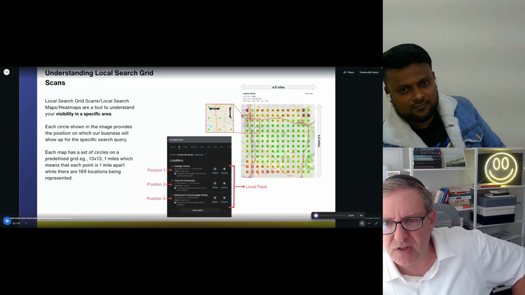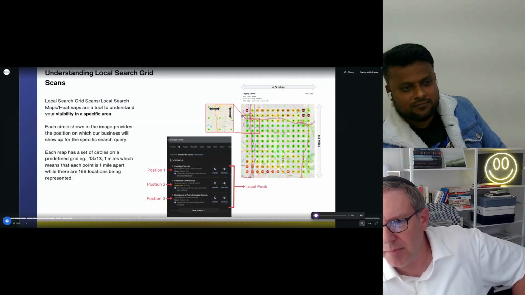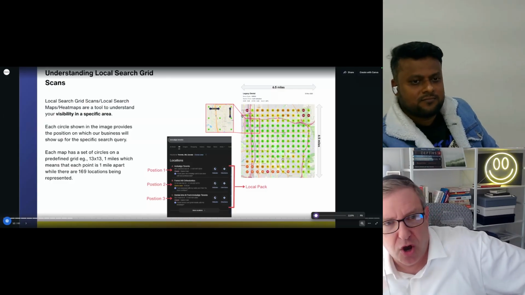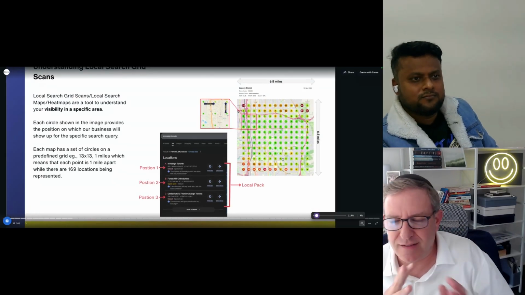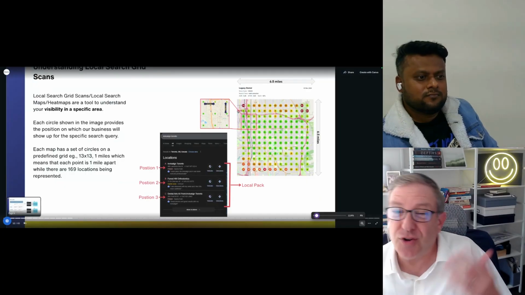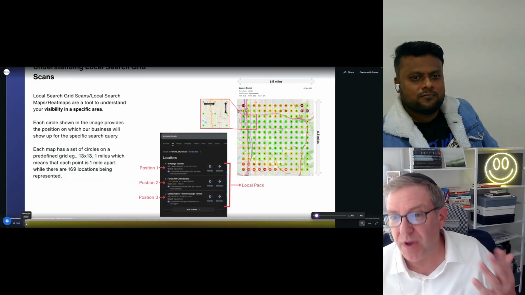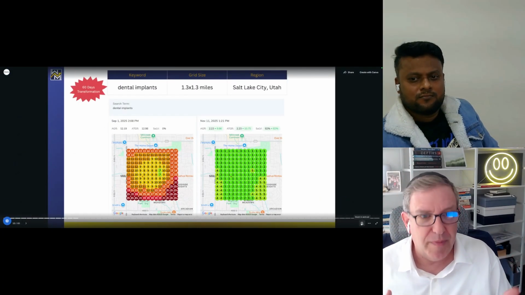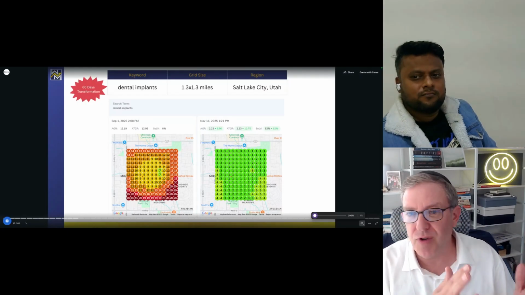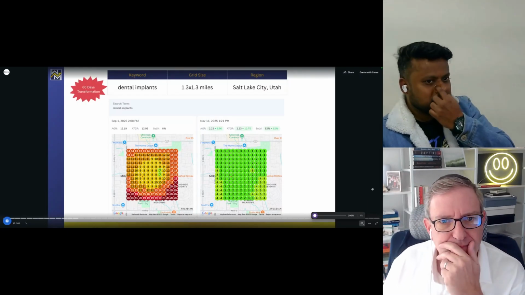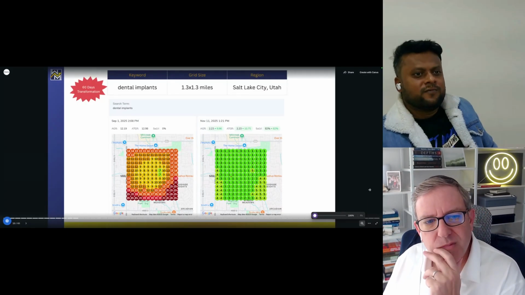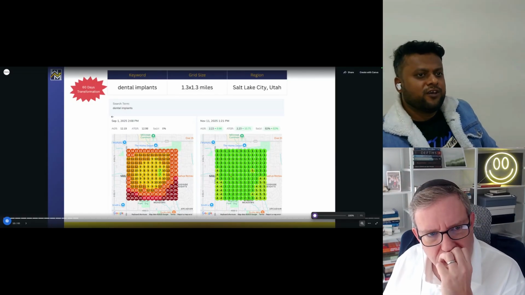Why don't we jump to see a few other examples where we can show what a good grid is versus a bad grid? Grids are basically what we look at. When we go through this with a client, we're basically saying, here's what we did to your grid for any particular keyword.